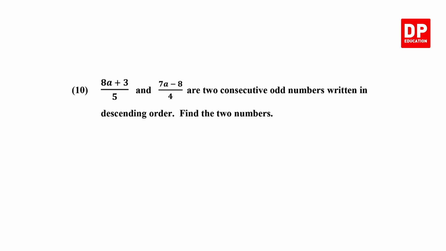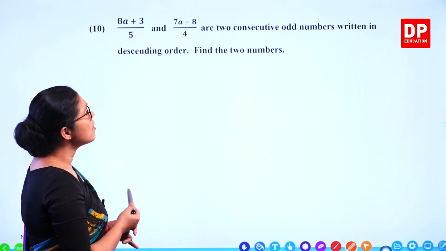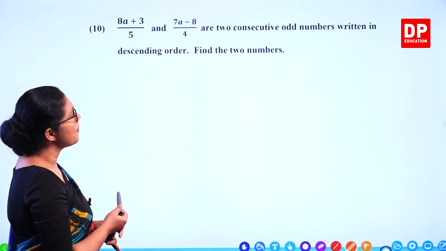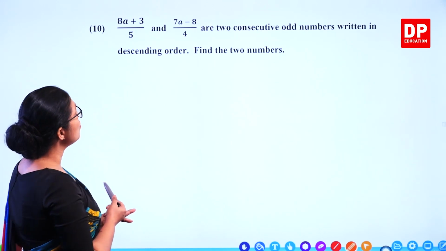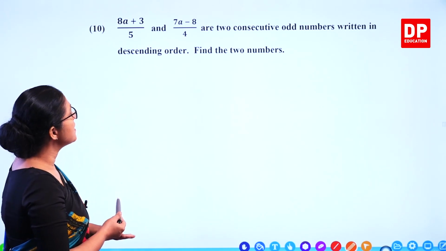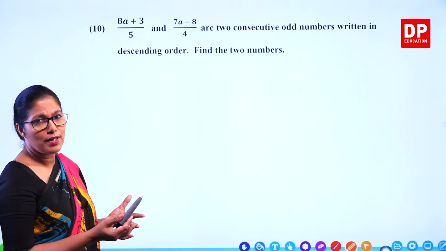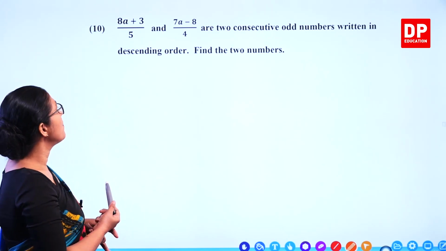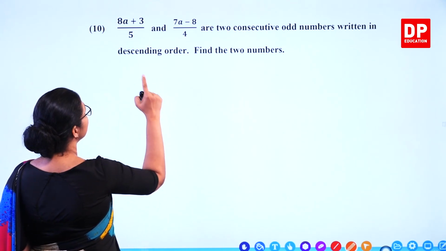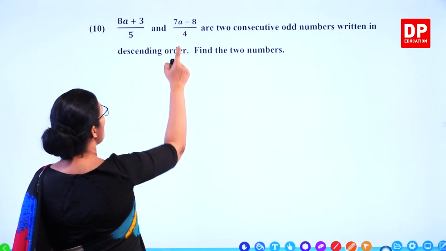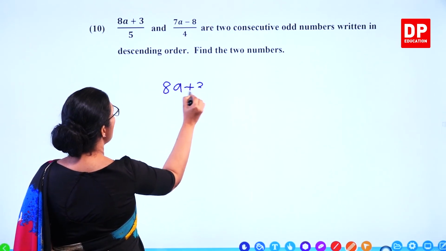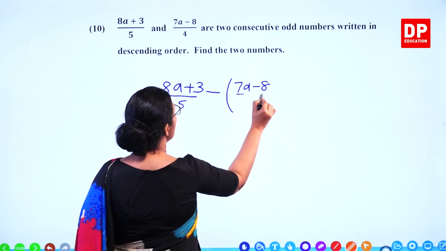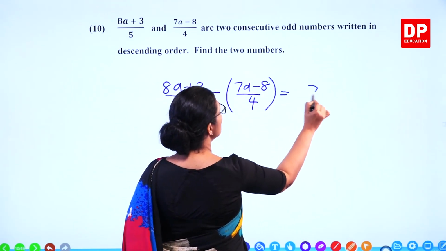Question number 10. You are given 2 values which are 2 consecutive odd numbers written in descending order. Find the 2 numbers. Descending order means bigger to smaller, and odd numbers. So the difference between the two should be 2 because they are 2 consecutive odd numbers. So we'll subtract. This is the larger one, this is the smaller one. So (8a plus 3) over 5 minus (7a minus 8) over 4 should be equal to 2.